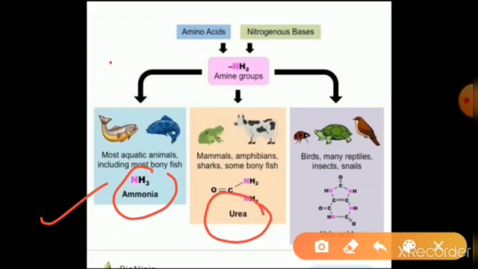Those whose excretory matter is urea are known as ureotelic animals. And those whose excretory matter is uric acid are known as uricotelic animals.